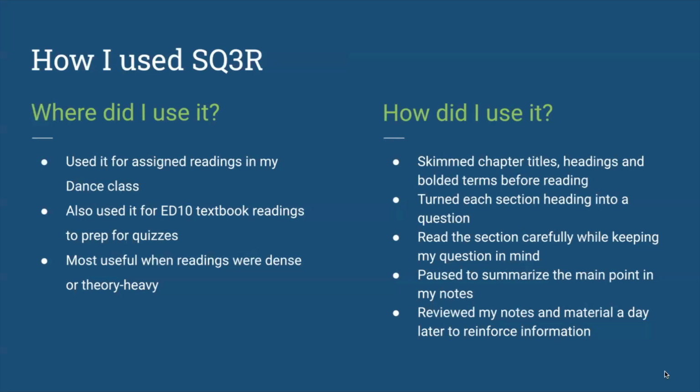So I followed the 5 steps of SQ3R. First, I surveyed the chapter by skimming titles, subheadings, and bold terms. Then I turned each section heading into a question, which gave me a reason to read more carefully. And as I read, I kept those questions in mind and looked for the answers through the text. After finishing a section, I recited key points out loud or wrote them down in my notes. Finally, I reviewed those notes the next day, especially before a class or a quiz. It helped me feel more prepared and less overwhelmed.